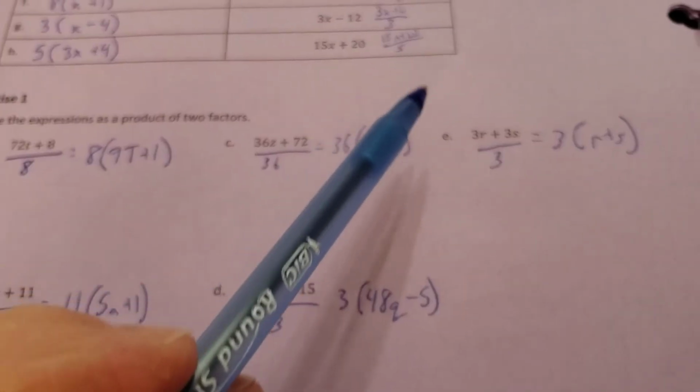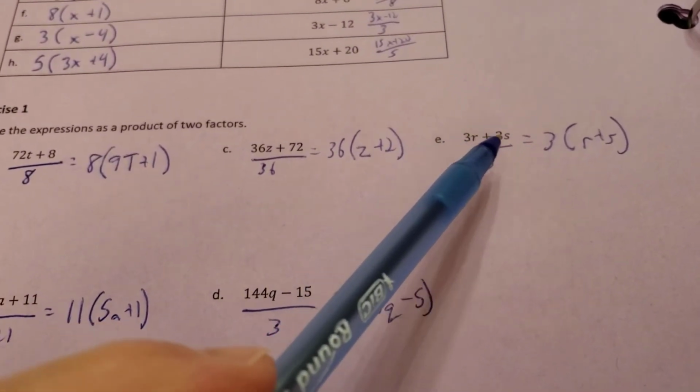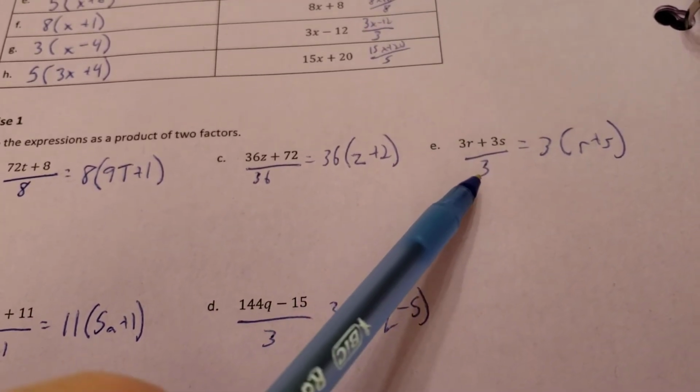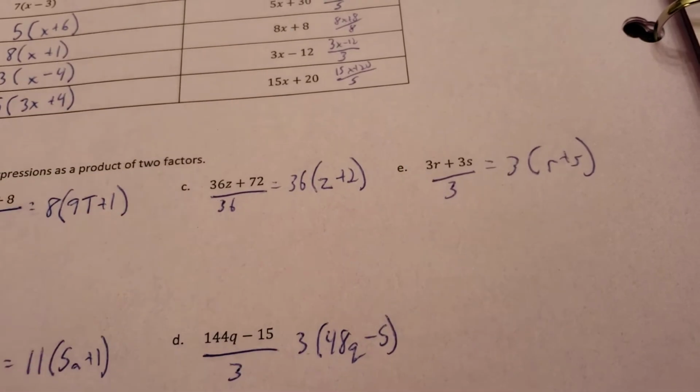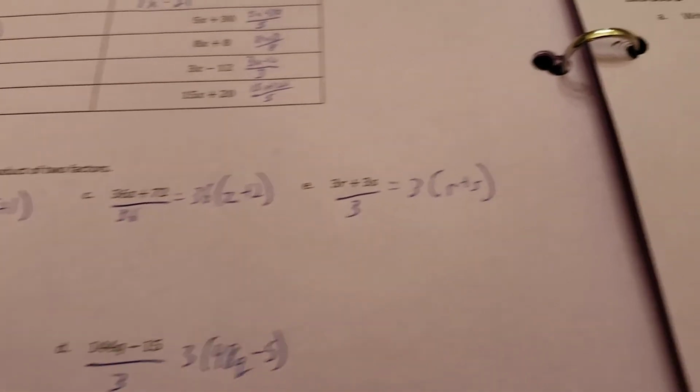And remember, by the time you get to stuff like this, where you have like 3r plus 3s, both divisible by 3, remember, 3 divided by 3 gives you 1 of the r's, but we don't put a 1 in front of the letter. So just leave it as the letter.